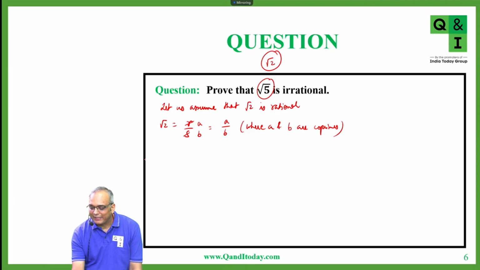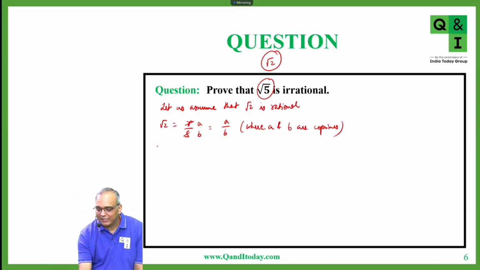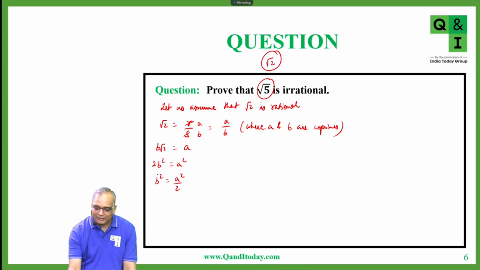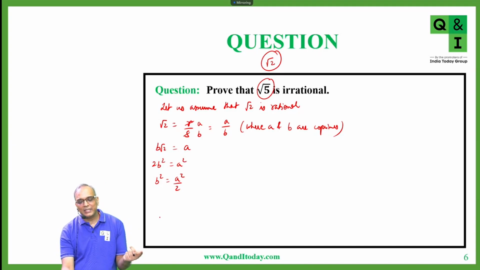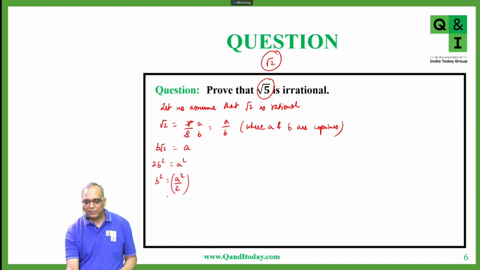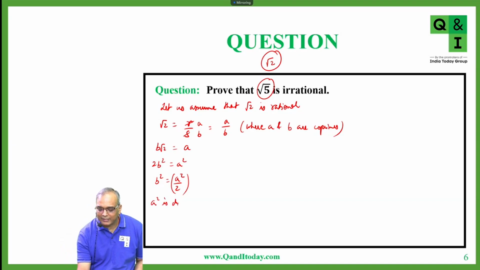So root 2 can be written as a by b. Then we take b on the other side: b root 2 is equal to a. We take a square here. So this will become 2b square is equal to a square, or we can write it as b square is equal to a square by 2. Now, since b is an integer, b square will also be an integer. So the right hand side also needs to be an integer. A square by 2, for it to be an integer, a square should be divisible by 2. So that means a square is divisible by 2. Now since a square is divisible by 2, a is also divisible by 2.